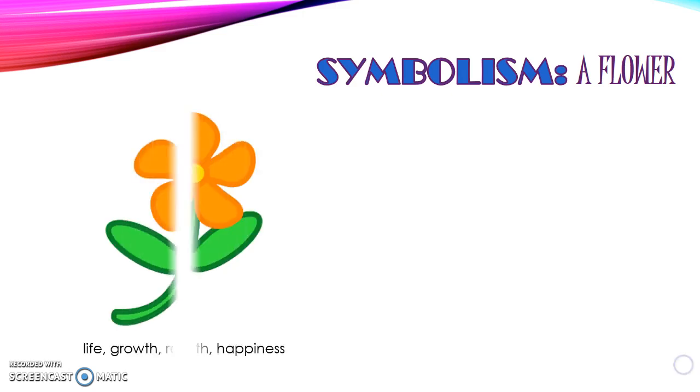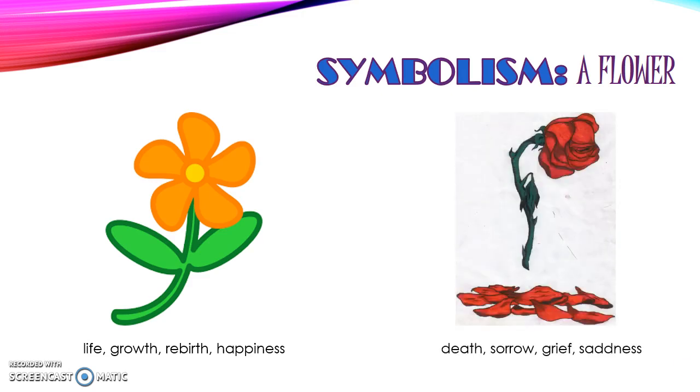A flower. Life, growth, rebirth, and happiness, especially if we see a young flower, a happy flower, a blooming flower. It can definitely represent very positive abstract meaning. But a dreary, dying, droopy, melancholy sort of flower could represent death, sorrow, grief, and sadness.